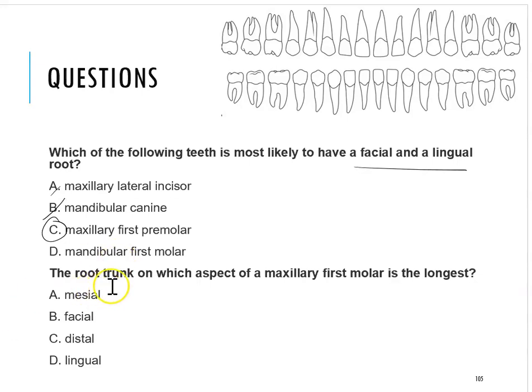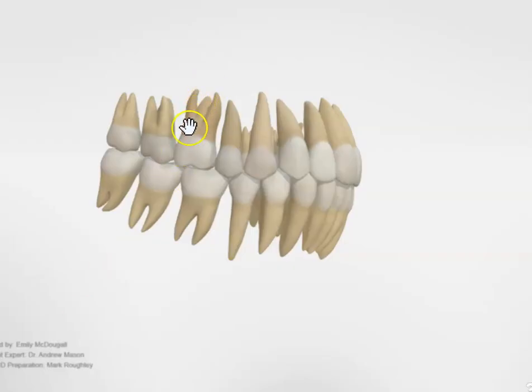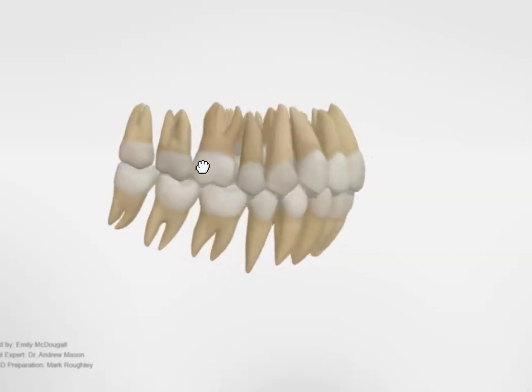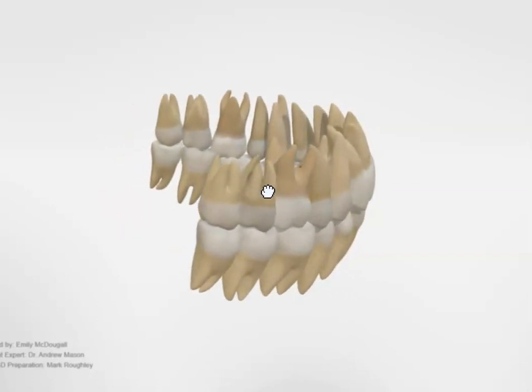What about this one? The root trunk on which aspect of the maxillary first molar is the longest? The answer is actually the distal. It's really hard to tell, but the root trunk is the area from the CEJ to the furcation, and the distance from here to here is actually longer than any other distance around. So that's why they're saying it's the distal. I know that's really hard to see, but it is the distal.